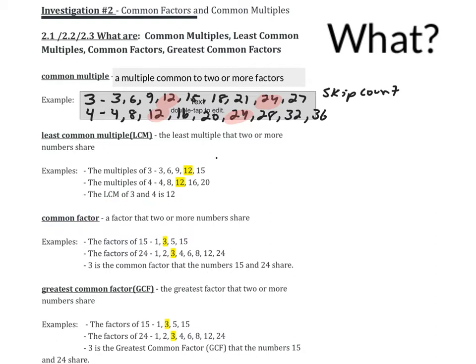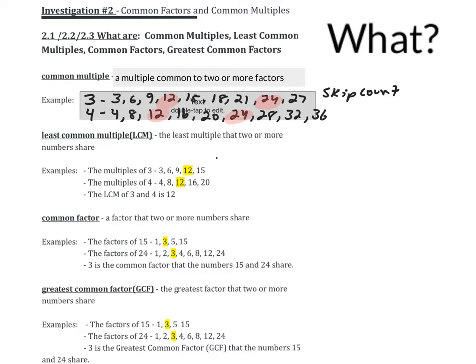Common factor, a factor that 2 or more numbers share. So if we write the factors of 15: 1, 3, 5, and 15, and we could pick any number. Mostly we'll always use a composite for examples, but here's 24: 1, 2, 3, 4, 6, 8, 12, and 24, and we could obviously make factor pairs out of those. But we want to know what's a common factor they share. Well, they share a common factor of 3.